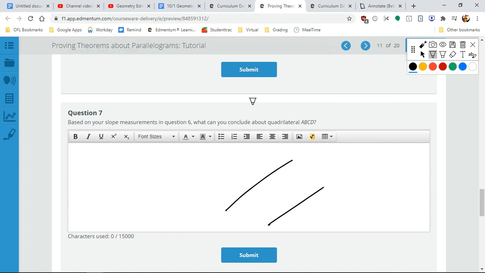So if we look here, if they have the same slope, then they must be parallel to each other. So that's what we can conclude.